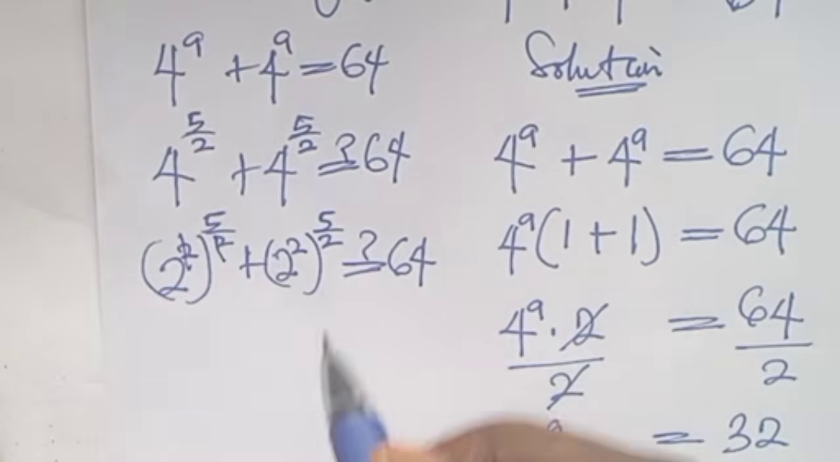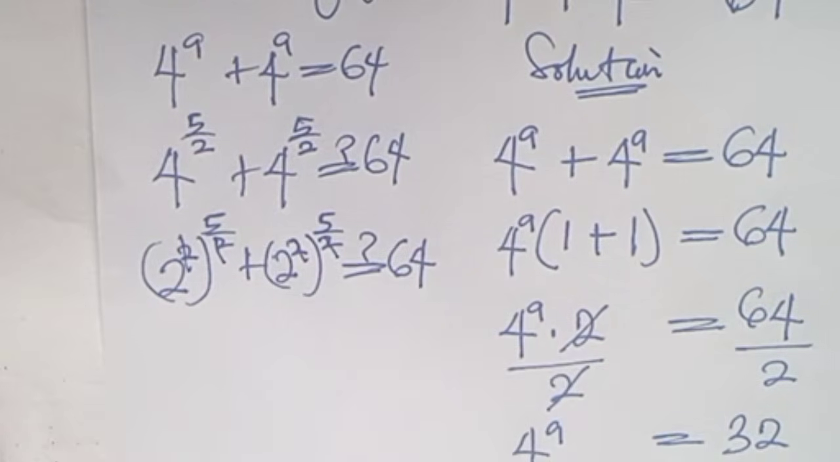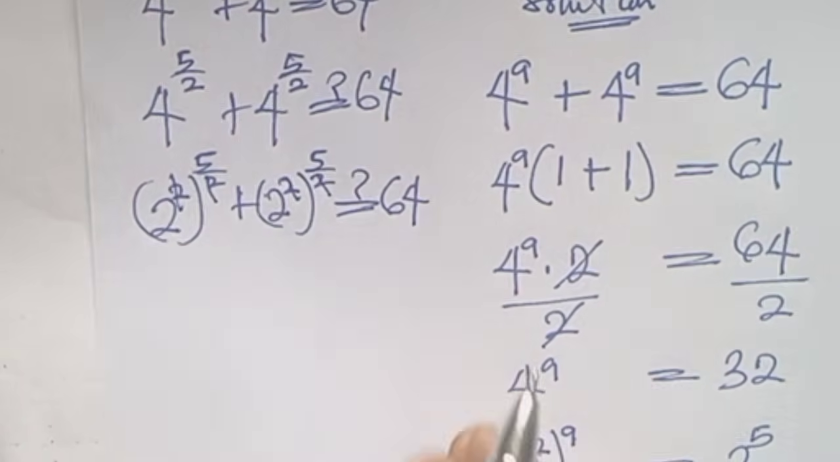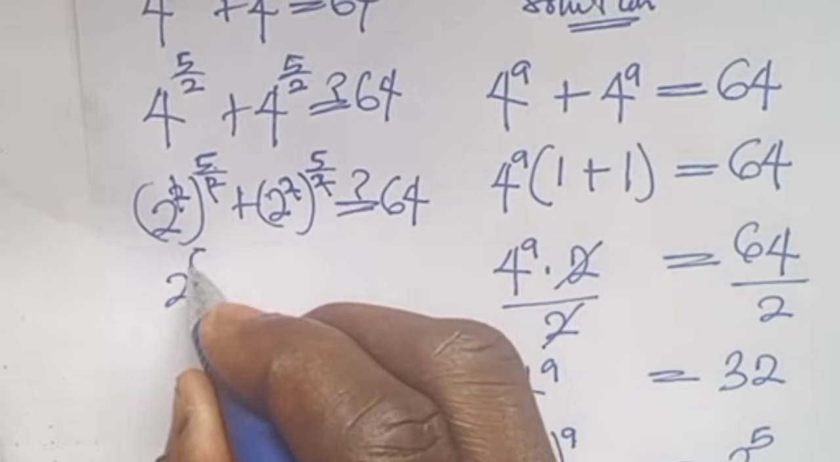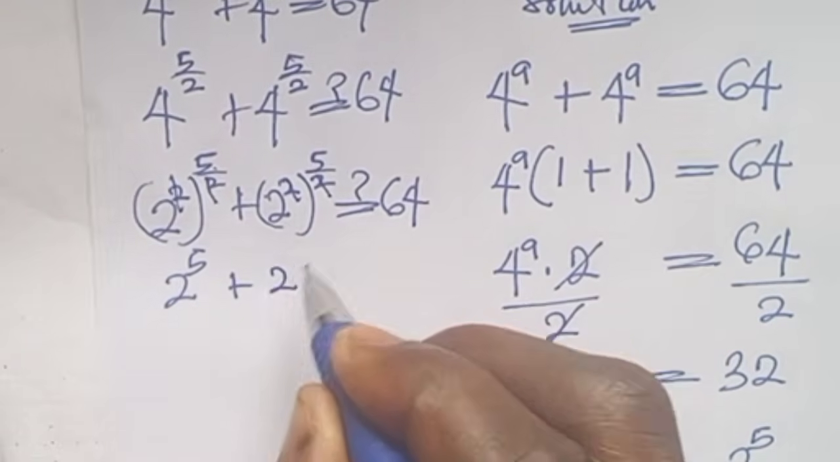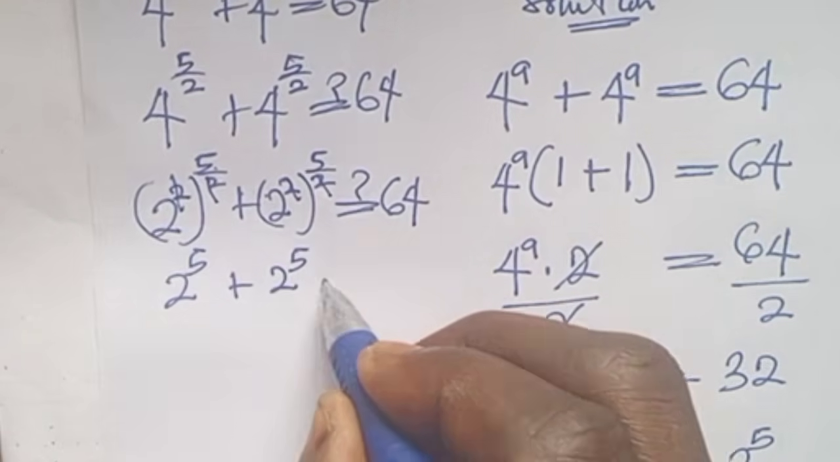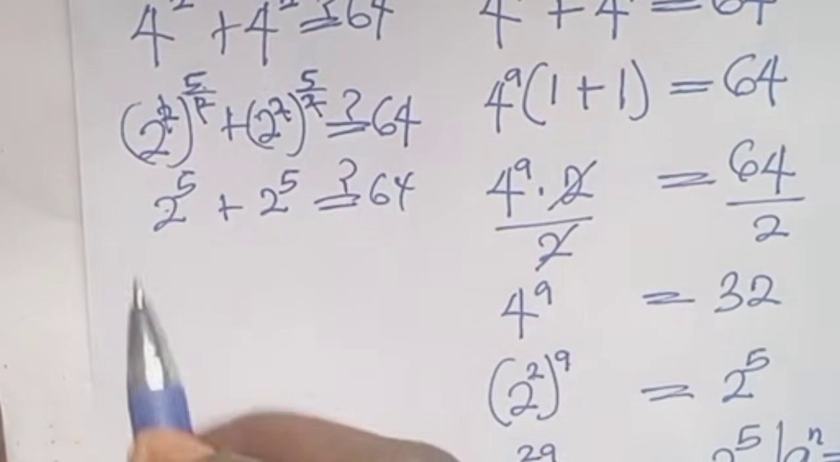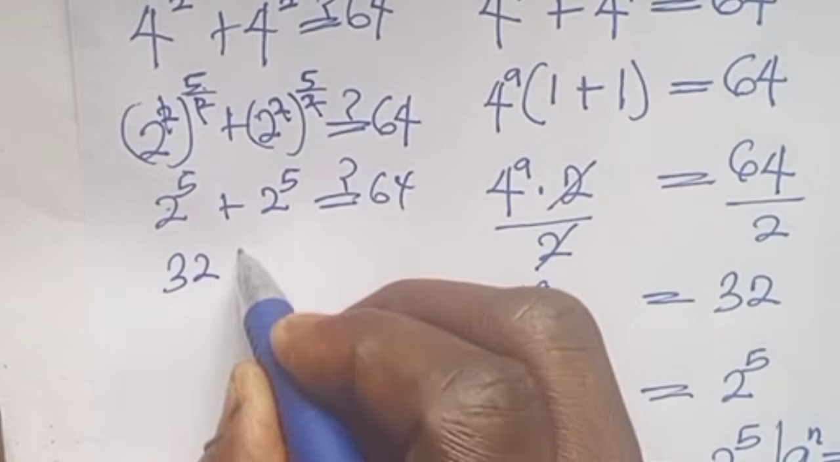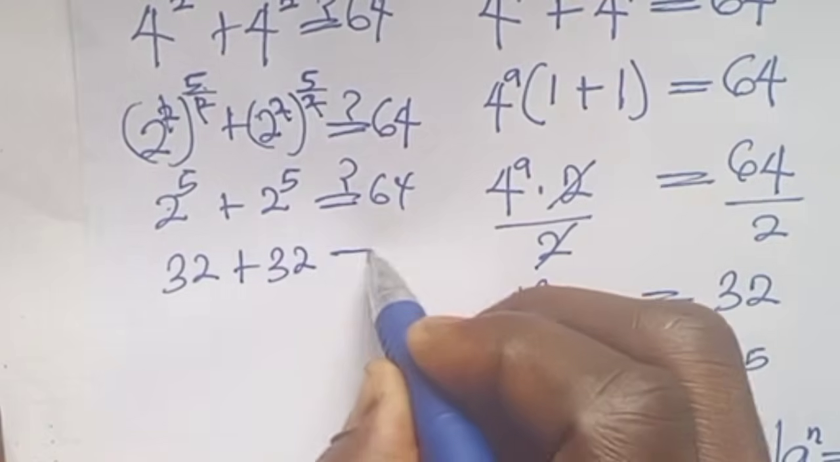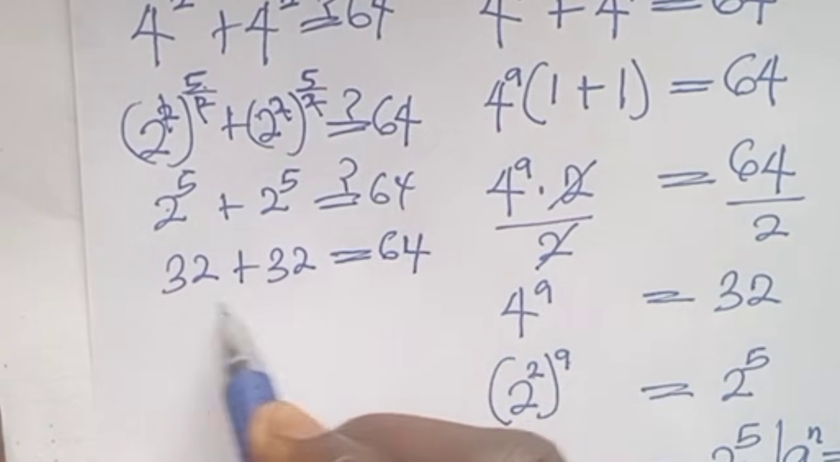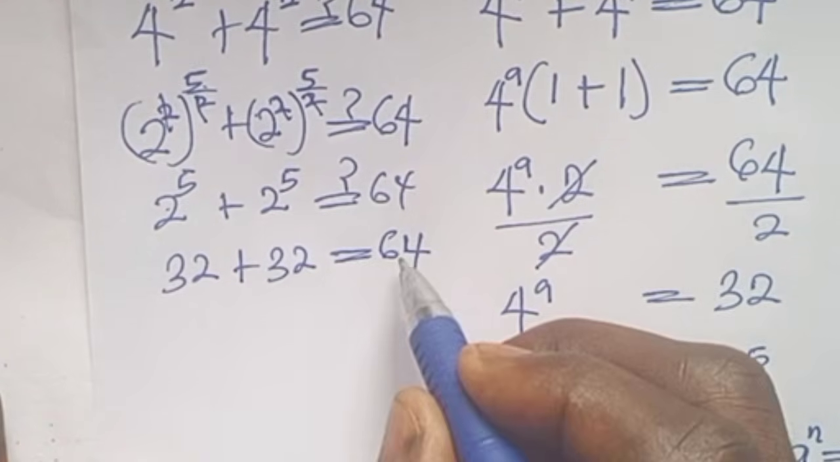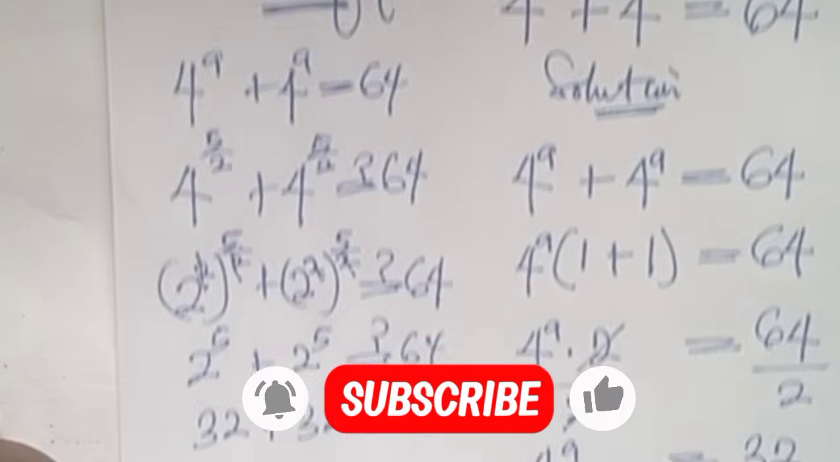Here 2 can cancel out 2. Again here we cancel out 2. What is left is 2 to the power of 5 plus 2 to the power of 5. Can this give us 64? And 2 to the power of 5, that is 32, plus 32 is indeed equal to 64. 32 plus 32 is equal to 64. So it's true that the value of a as 5 over 2 is correct.